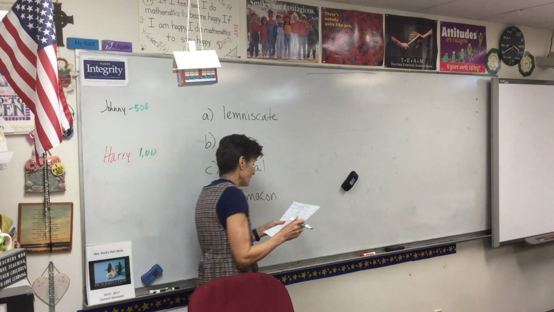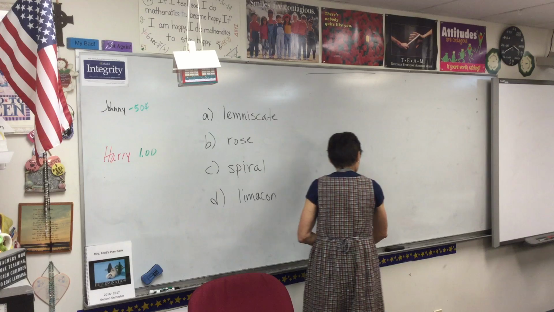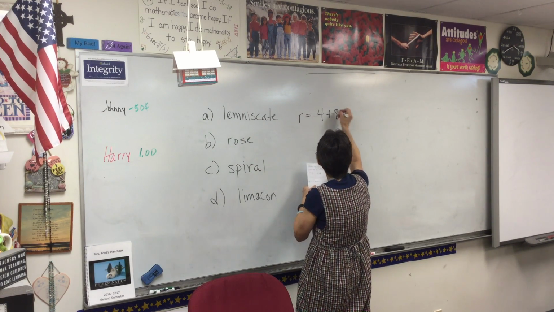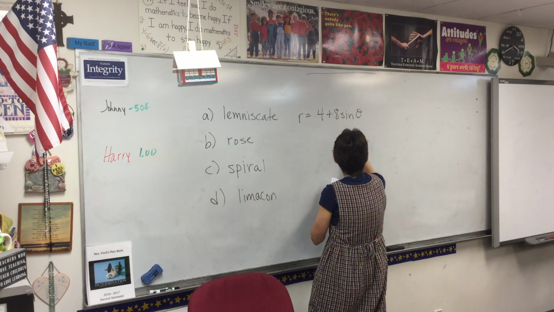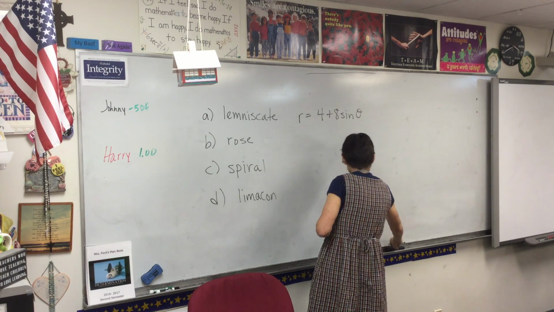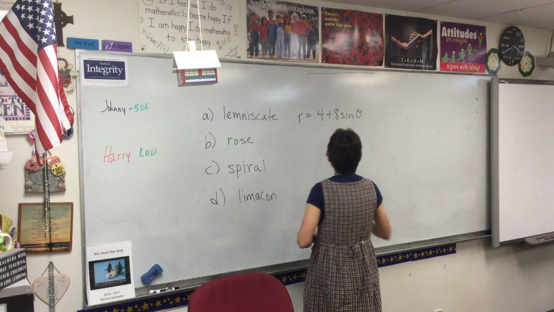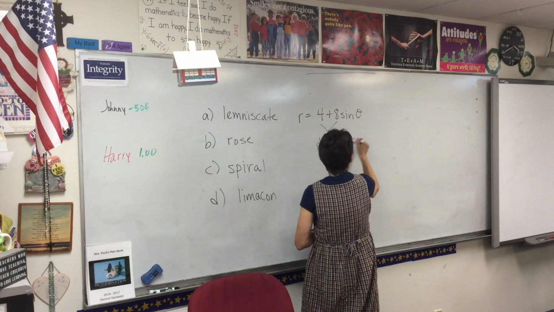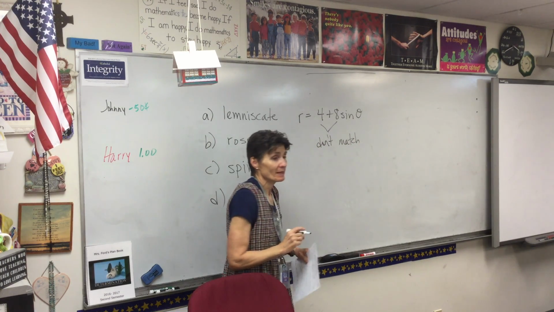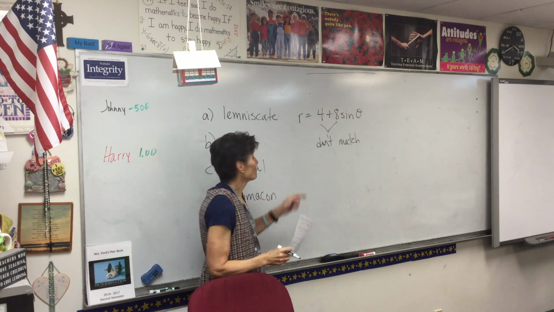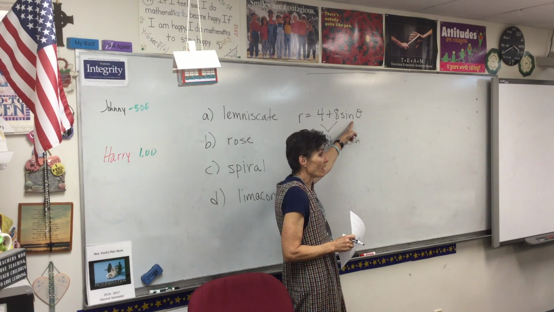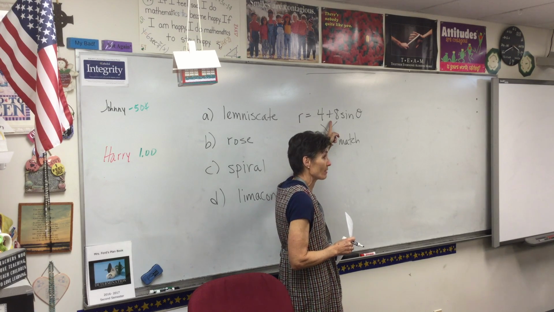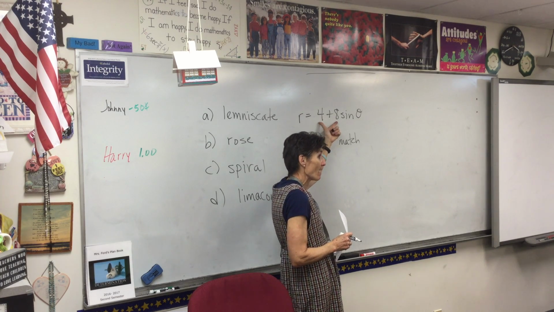All right, number 2, do you remember how to tell if something is a cardioid? Is this guy a cardioid? No, why not? The numbers don't match. It is not a cardioid because those numbers don't match. This can be a sine or cosine, that's irrelevant. This can be a plus or a minus, doesn't matter. But these 2 numbers have to be the same.